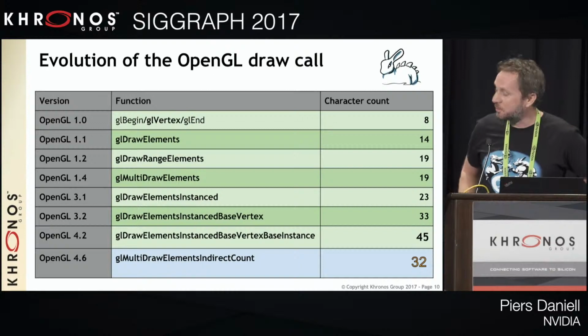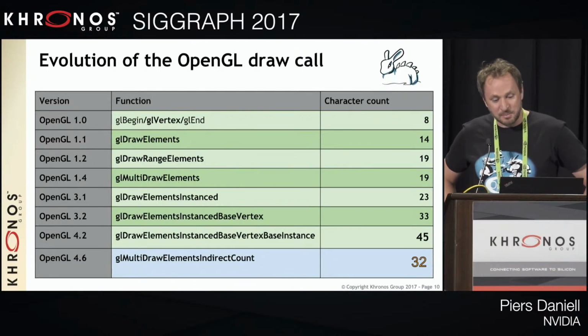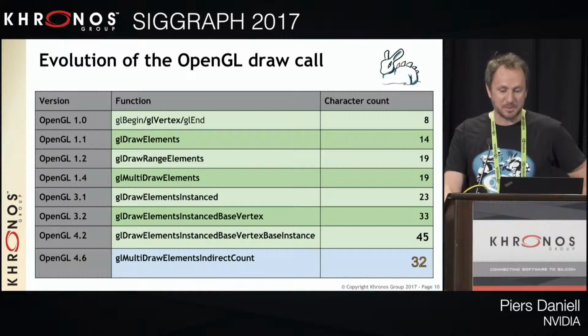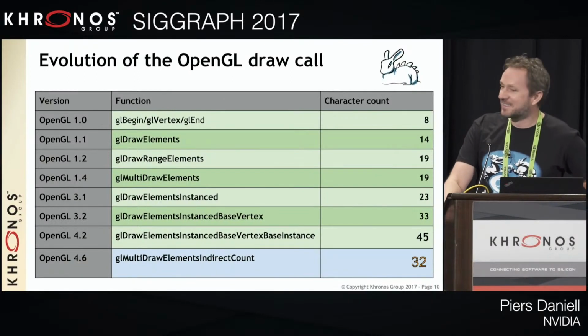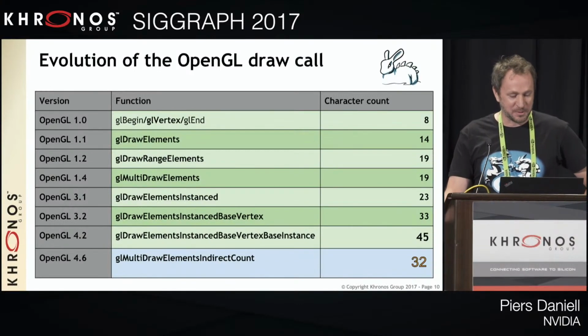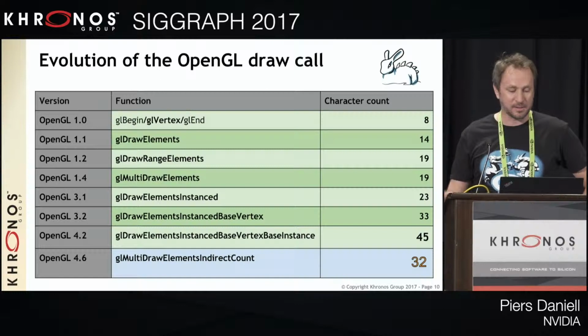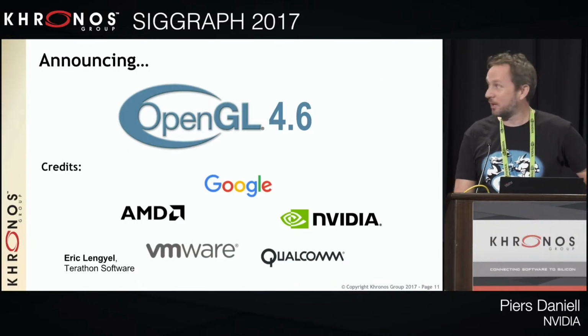But the king of all draw calls has got to be OpenGL 4.2's draw elements instanced base vertex base instance, at 45 characters long, which is almost 6 times faster than OpenGL 1.0. So we've regressed a little bit with OpenGL 4.6, but even though it's only 32 characters long, it's definitely the most powerful draw call there is ever.